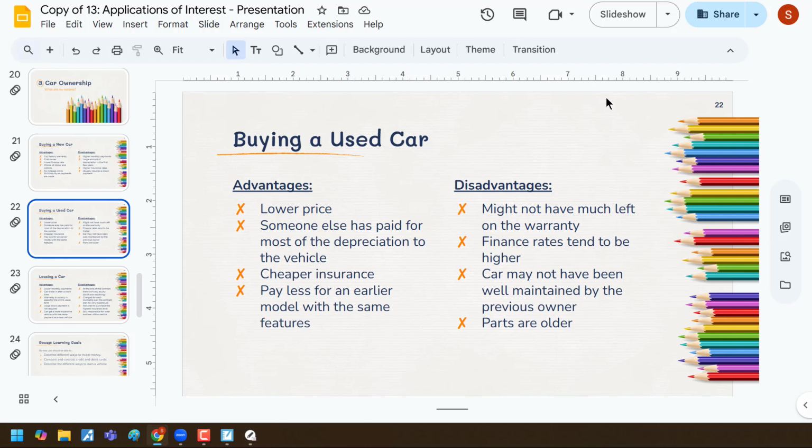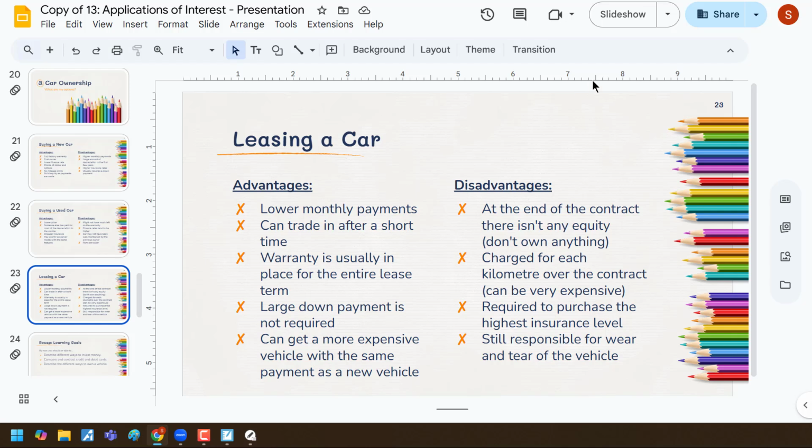So, depending on if you get a good deal or not, sometimes if you get a used car, you can get an amazing deal, get a nice brand new looking car for cheap. Or other times you get a used car and there's something wrong with it, and you probably spend more money fixing it than it's worth, and it's a hassle.